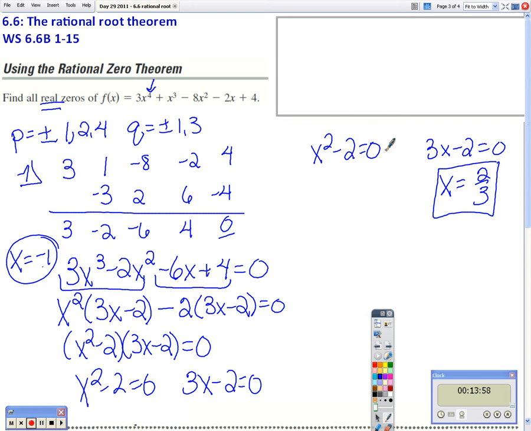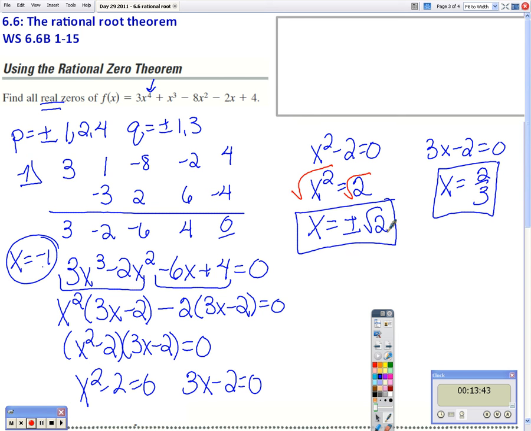But when we solve the x squared minus 2, and I square root both sides, I get x is equal to plus or minus the square root of 2. The square root of 2 is an irrational number, but it is real. And because the question asks for real zeros, these two, the positive root 2 and the negative root 2, are two more of my answers.